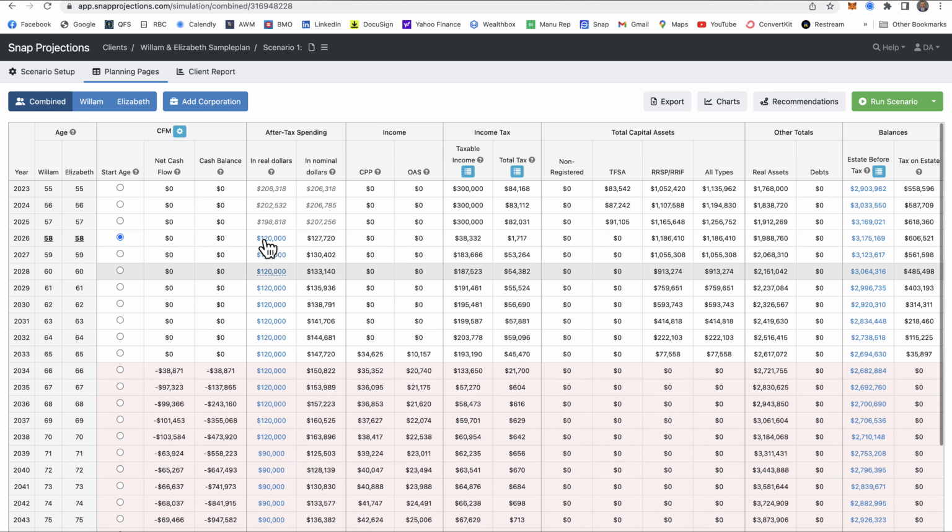They want to have that $120,000 of after-tax spending, and we're going to have that as a goal from age 58 all the way out to age 70, and then we're going to phase that down as they get older and less mobile. Kind of a normal thing to do.